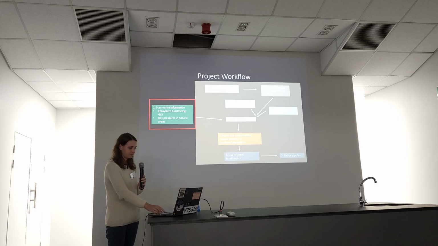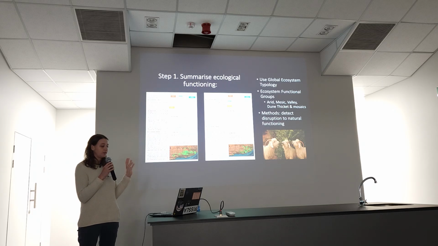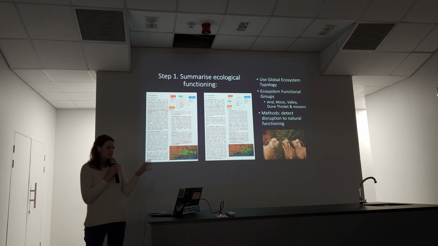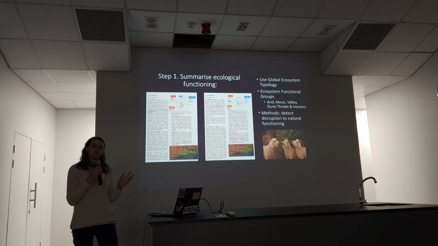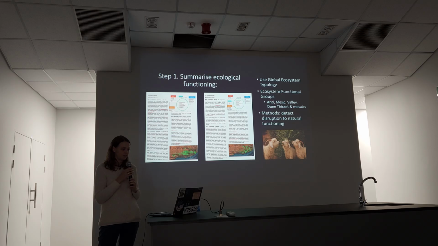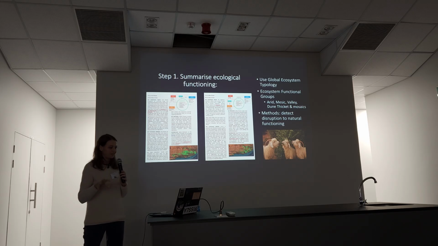Thanks, Alistair. So this first step, we began aligning our work with the global ecosystem typology that Anisha Dharam will be speaking to you about later today. So this meant distinguishing different ecosystem functional groups, which are kind of equivalent to bioregions, because we can't generate a data set for every ecosystem in South Africa to assess condition with. So we focus on arid, mesic, valley, and dune thicket, and then the mosaics with all the other biomes, which is the tricky bit.